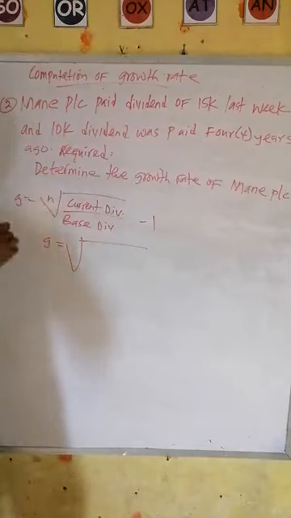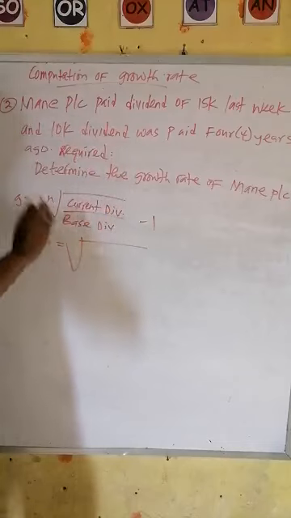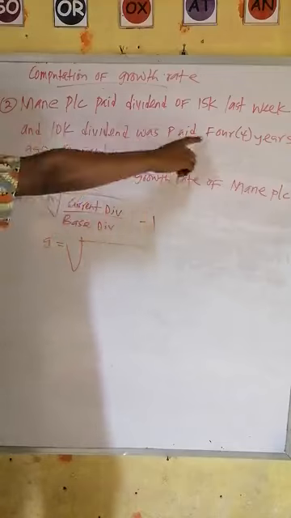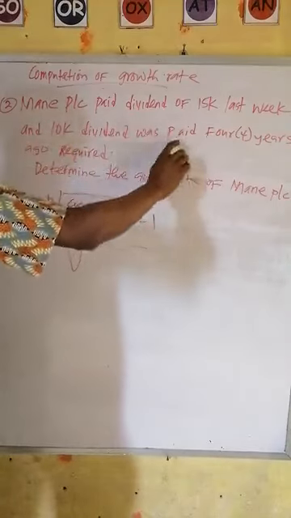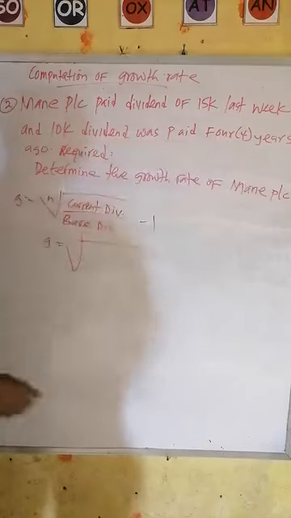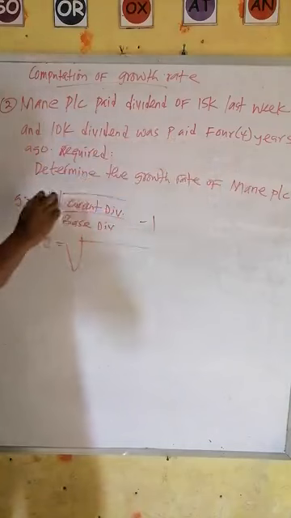Okay, let me take it again. In a case whereby you are not given in tabular form, this is the formula to use. Now the question is, how do we know the N to use here, the number of years? You can see you are told that 10 kobo dividend was paid 4 years ago. So the number of years in this case is what? Just pick your 4 and use it as your N.